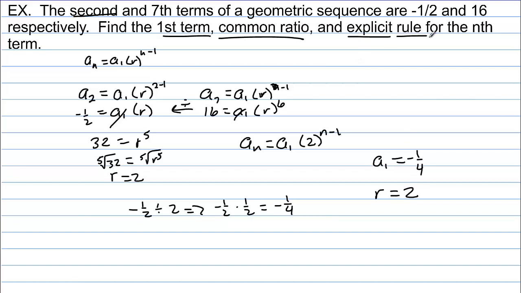And the explicit rule for the nth term. Did I write that down? Let's see. I didn't. So a sub n equals a sub 1, negative 1/4, times 2 to the n minus 1.